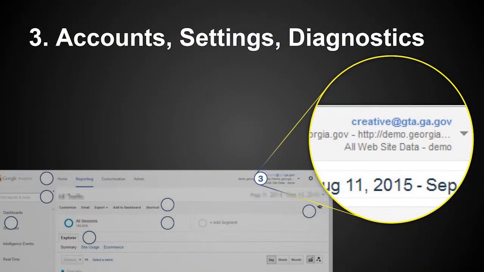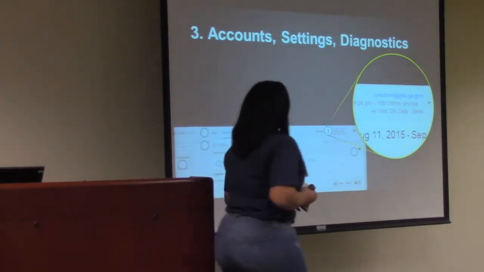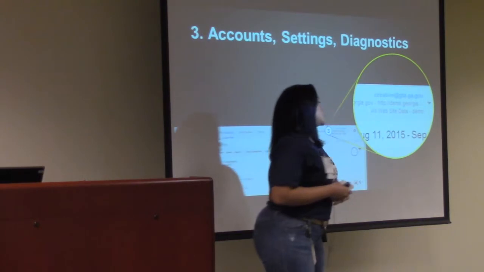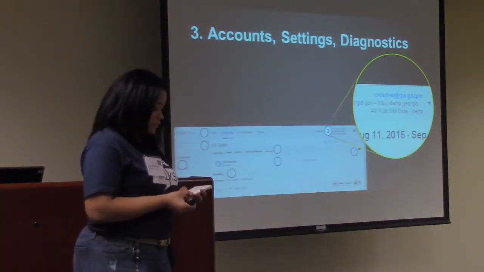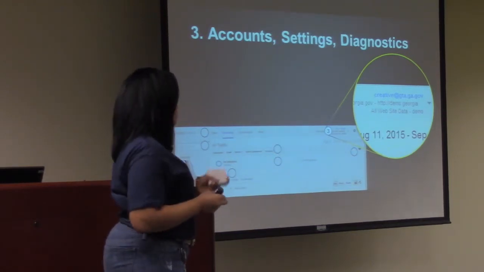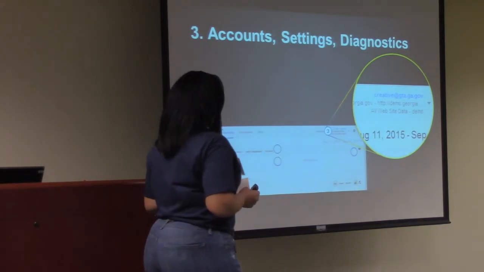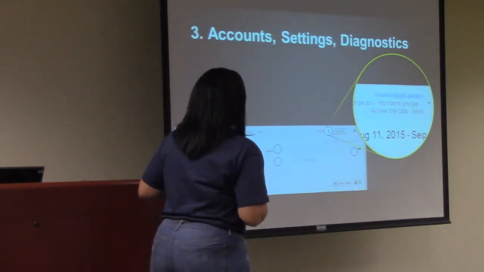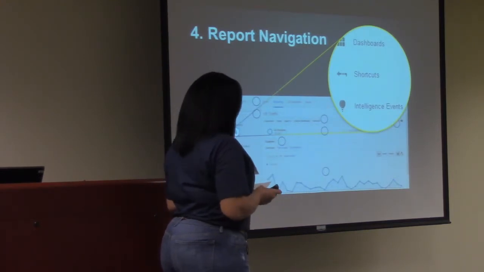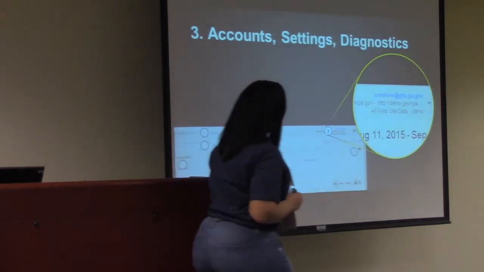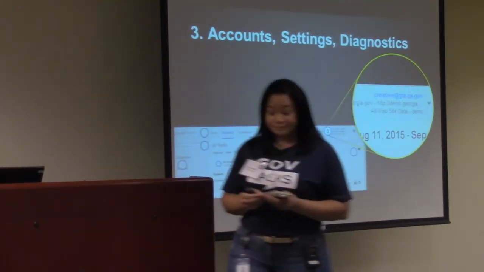All right. This is your account setting and diagnostics. There's a downward facing arrow here. You can go in there to change any of your account settings and users and things like that. You also have access to your personal Google account that way. You can also view your properties and other views. Oh, you know what? There's a gear here. If you go into the gear, that's the additional account settings.